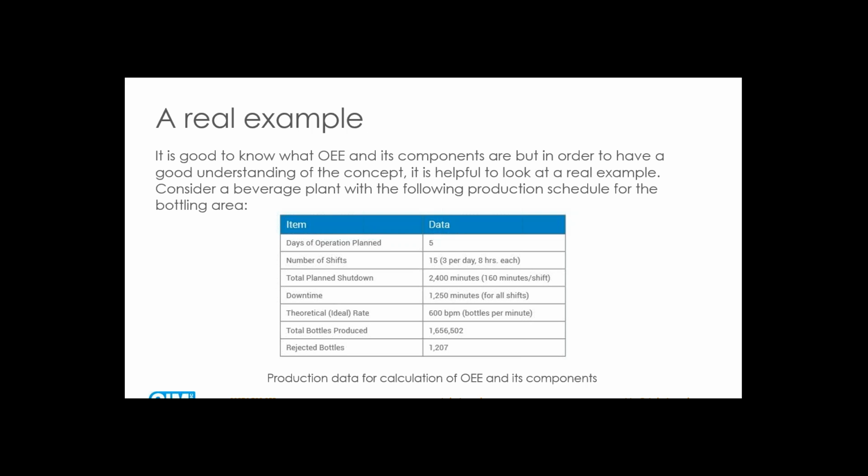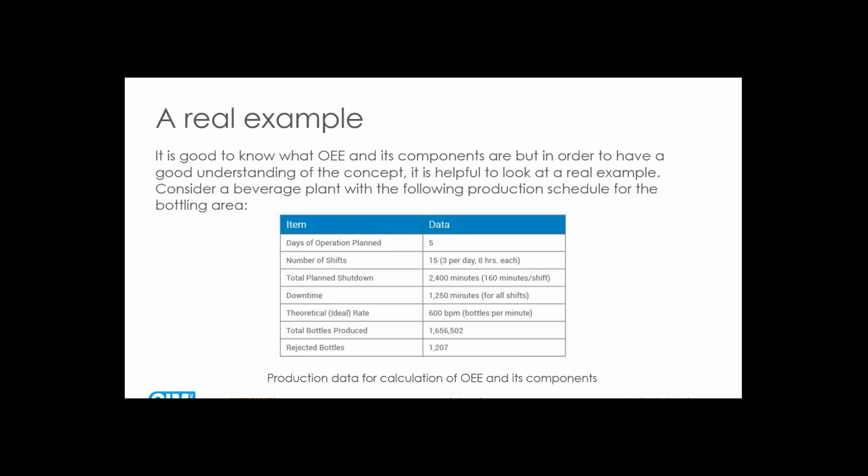And over those 5 days, we experience 1,250 minutes lost as downtime, availability loss time for faults, for whatever reason it might be. My line is going to run one size of product that always runs for those 5 days at 600 bottles per minute, or should run at 600 bottles per minute.